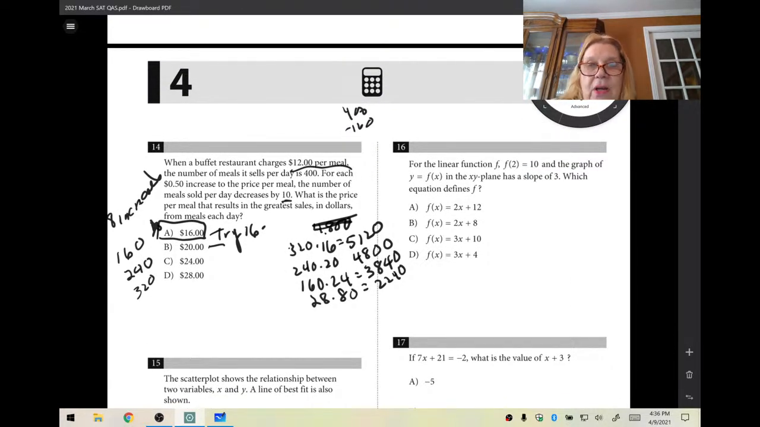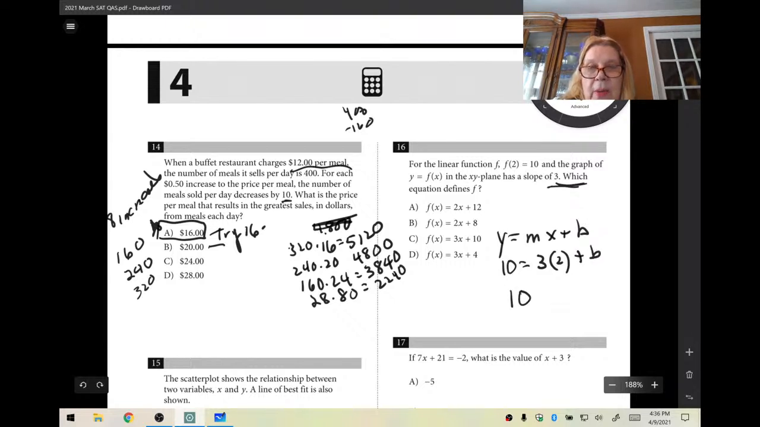So we have this function and it has a slope of 3. More slope questions are all over the test. So I have to get the b again. So I'm going to put a slope of 3 in. My x is 2, my y is 10. So not so bad. 10 equals 6 plus b. B is going to be 4. So 3x plus 4 is answer choice D.